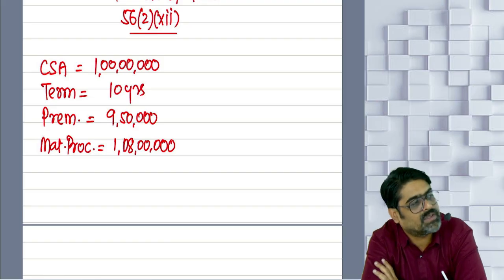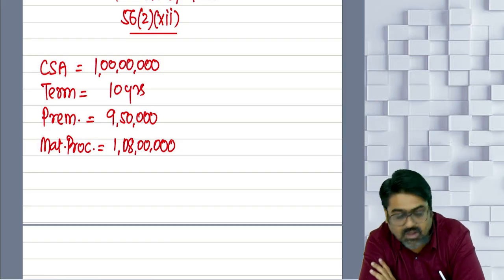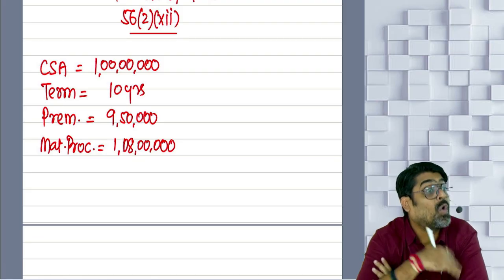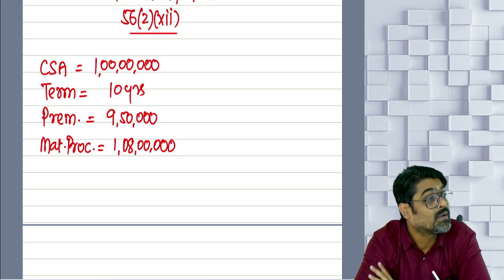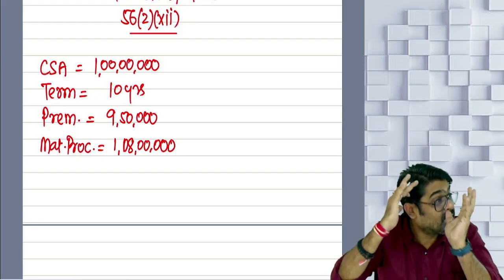Tell me how much premiums you have paid so far? 95 lakhs premiums. Over and above 95 lakhs, how much you are getting? 13 lakhs. Is it a small return, or is 13 lakh a big return?